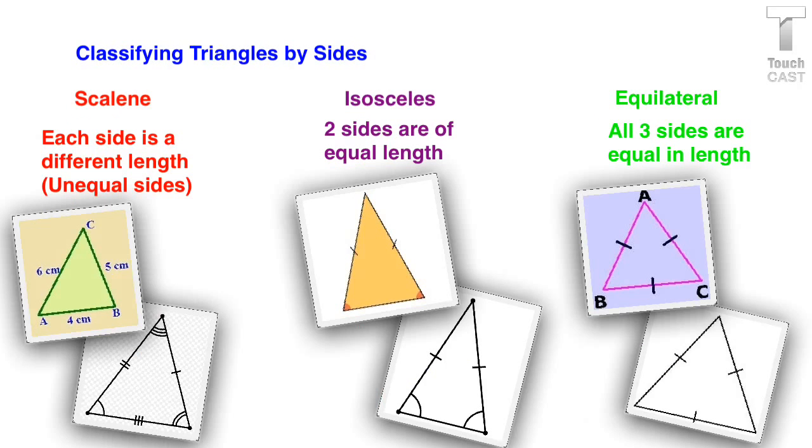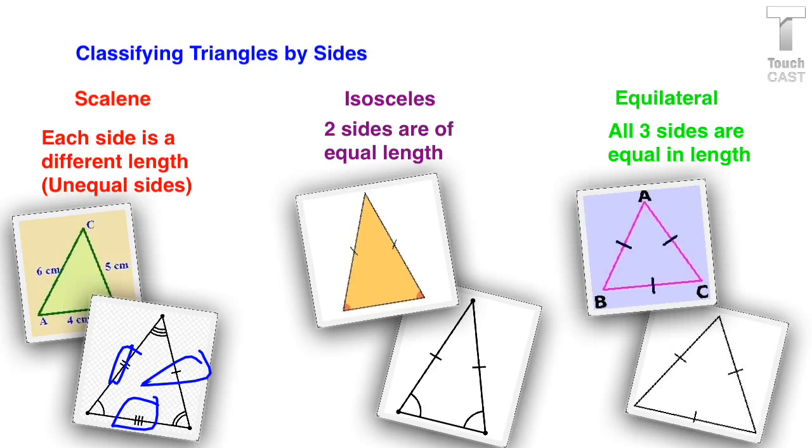We can also classify triangles by sides. We have scalene triangles, which means that every single side has a different length. You can usually tell by these little marks that are on the triangle. So one side has one mark, the other side has two, the other side has three. This means that the sides are unequal.